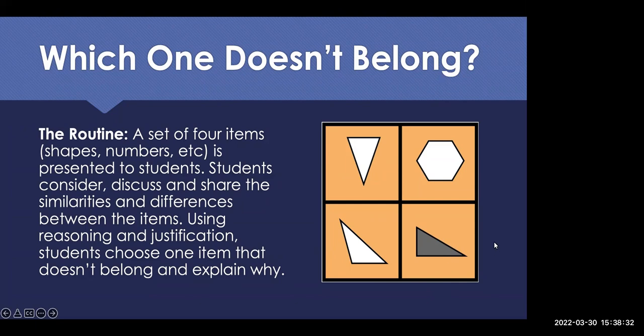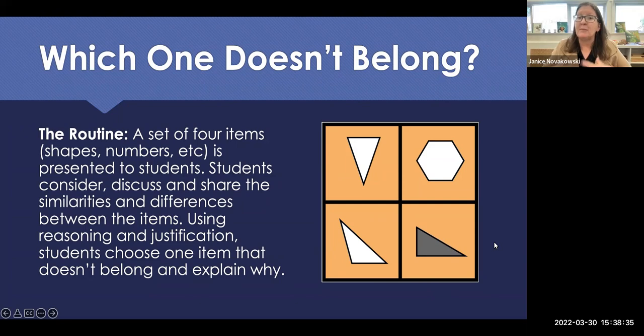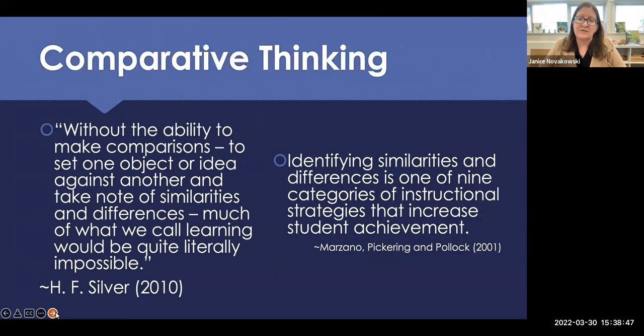For example, the one on the right here would be an example of the type of shape which one doesn't belong, where you have 4 different shapes and you ask students to really think about and describe and compare the attributes of the shapes. Again, this focuses on an element of critical and higher level thinking called comparative thinking, which is really important in mathematics and other areas as well. But students need to develop that language and that ability to compare and categorize numbers, shapes, graphs, patterns, etc.